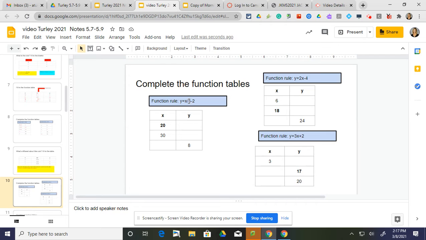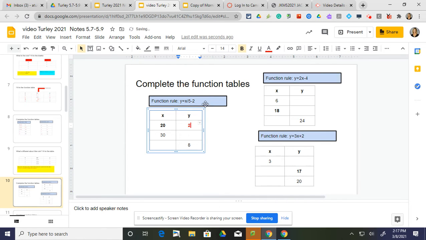Here's our rule, x divided by 5 minus 2. So if x is 20, we have 20 divided by 5, which is 4, and 4 minus 2 will give us 2. Okay, if x is 30, we have 30 divided by 5, which is 6, and 6 minus 2 will give us 4.